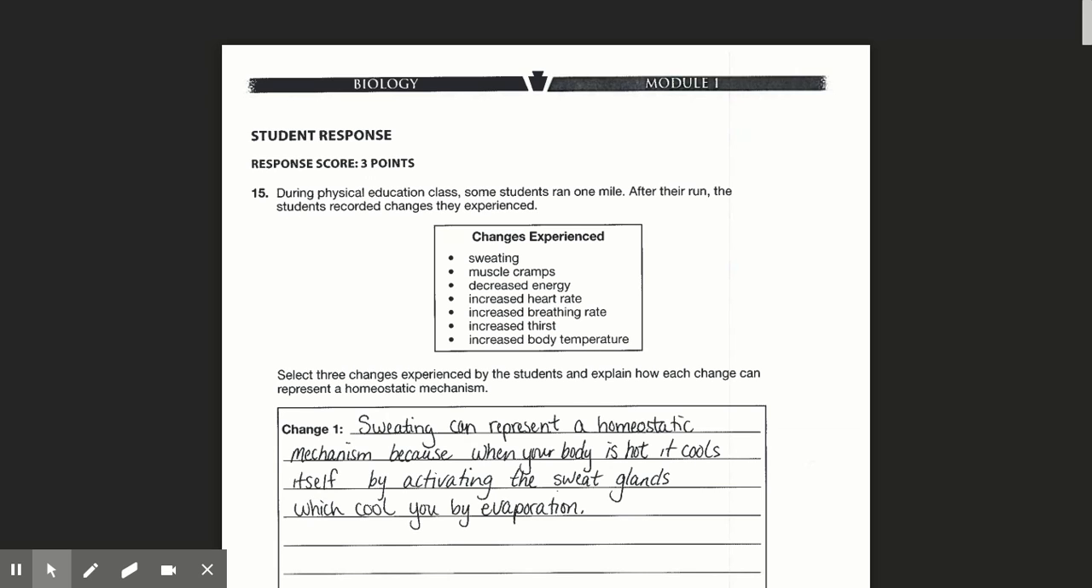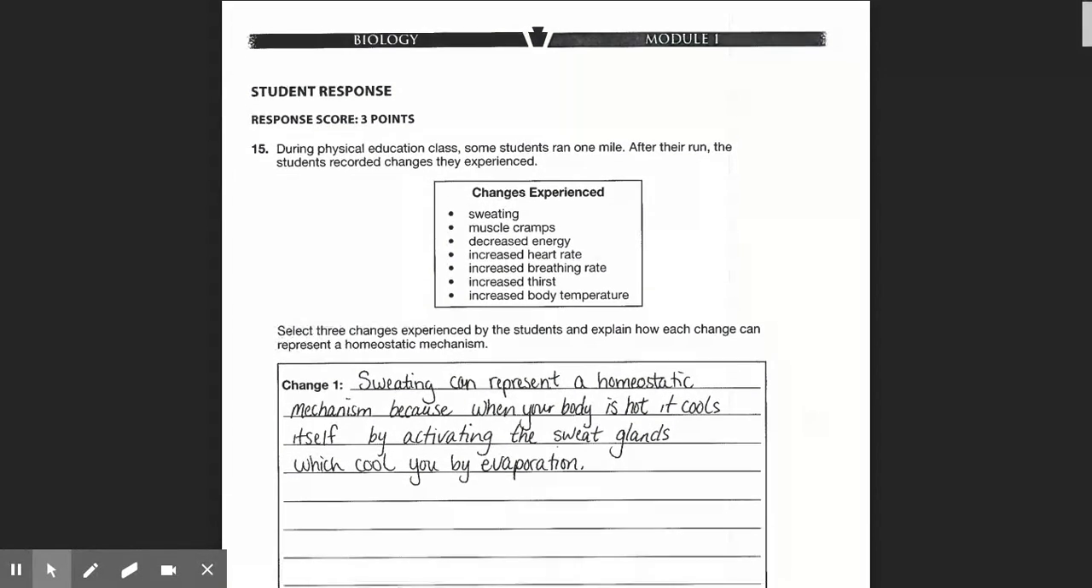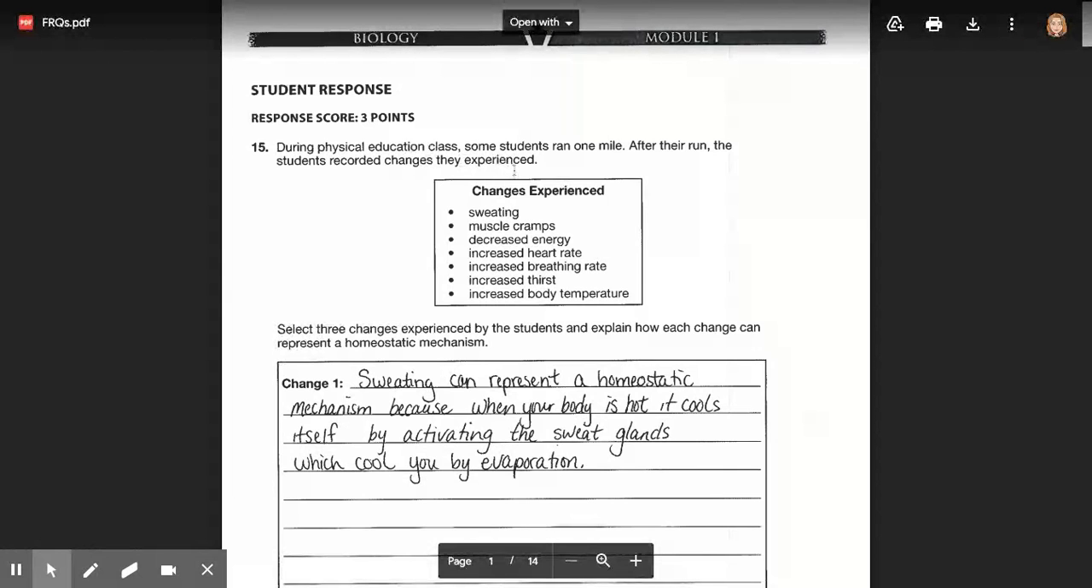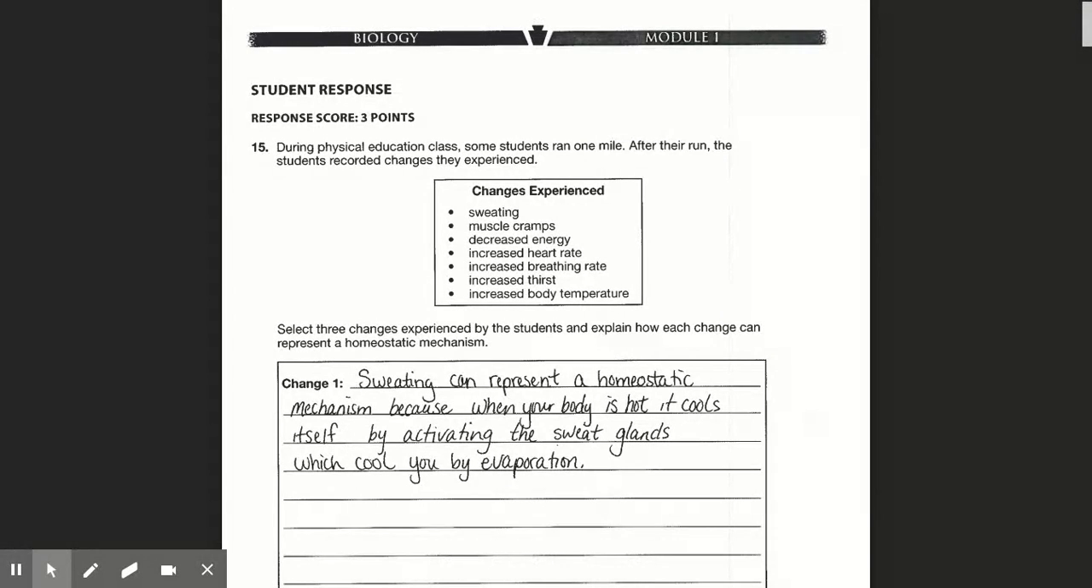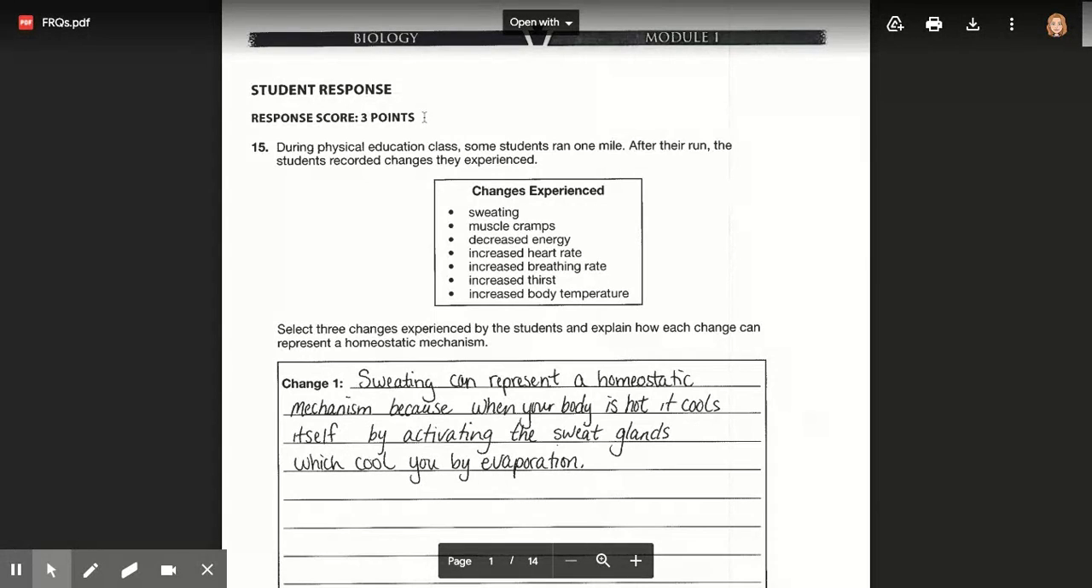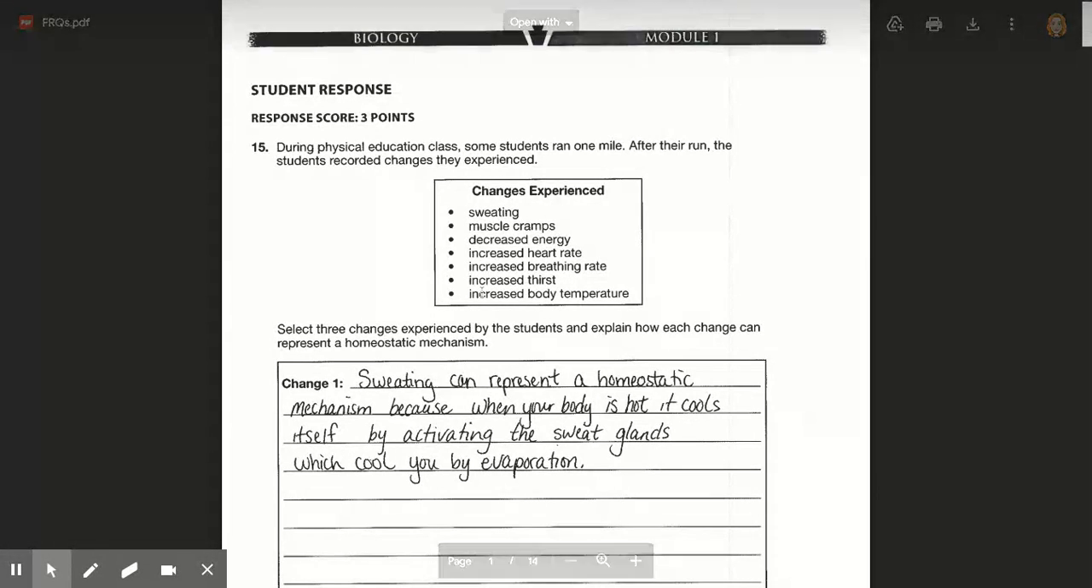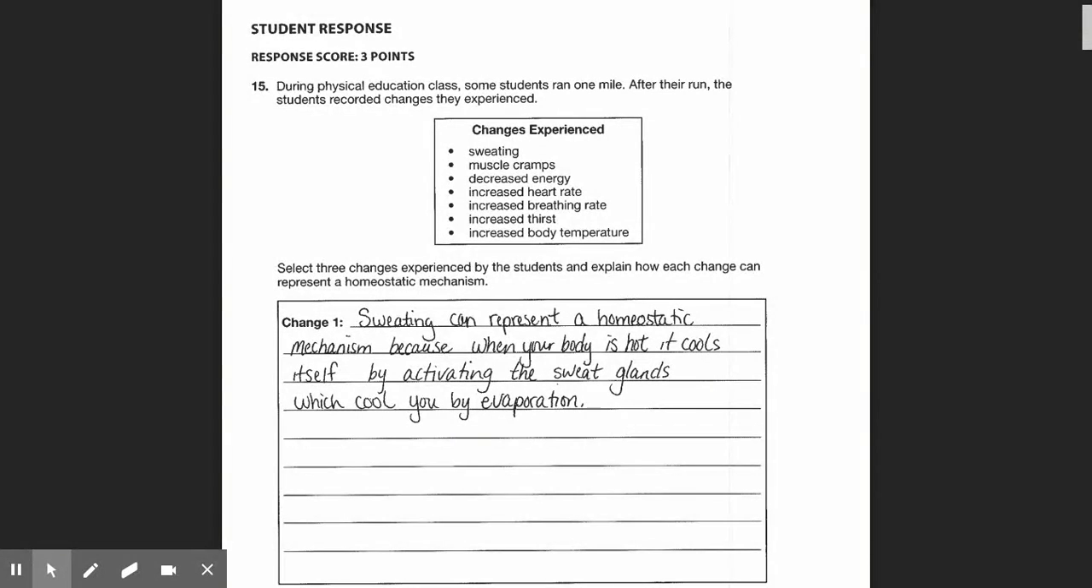Hi, in this video we are looking at free response questions from the biology Keystone exam. So in this question, the question is about physical education class and running, and this student received 3 points. Okay, so this is an example of a 3-point, as high as you can get, answer to a question.